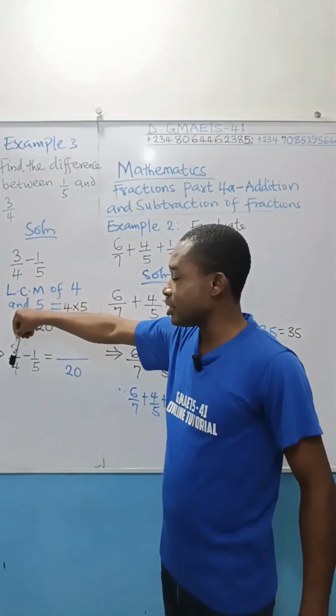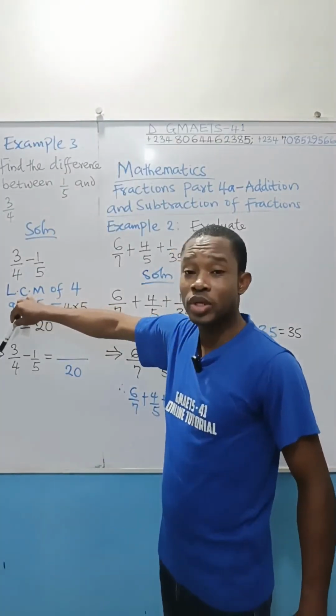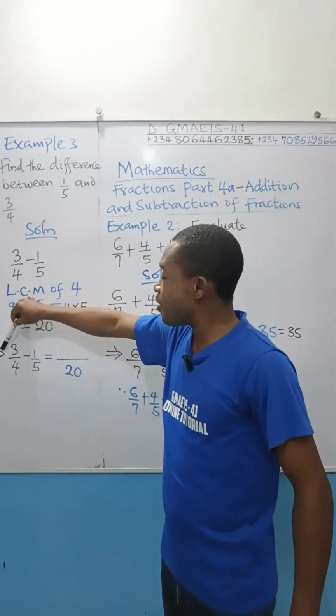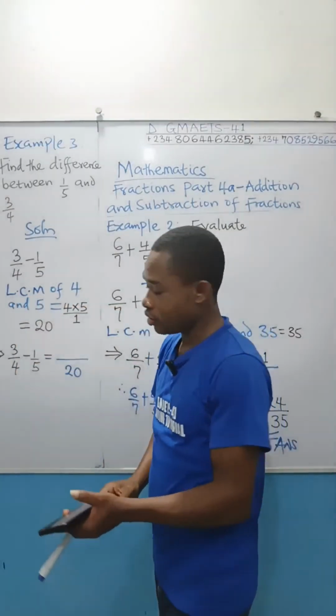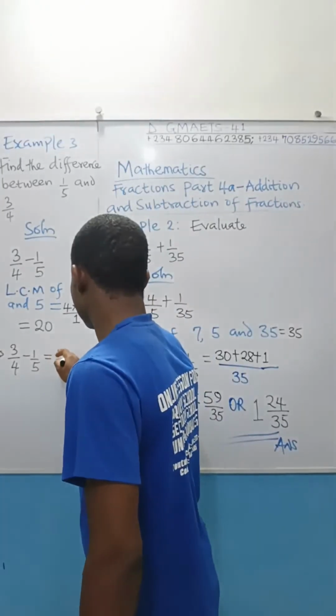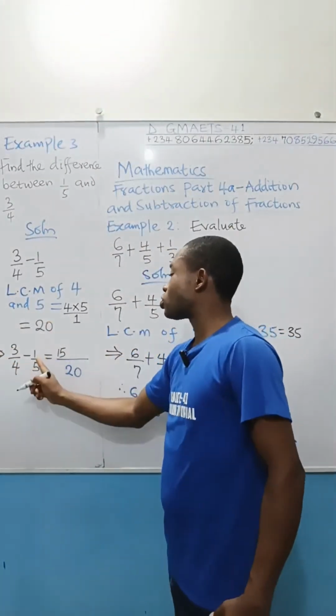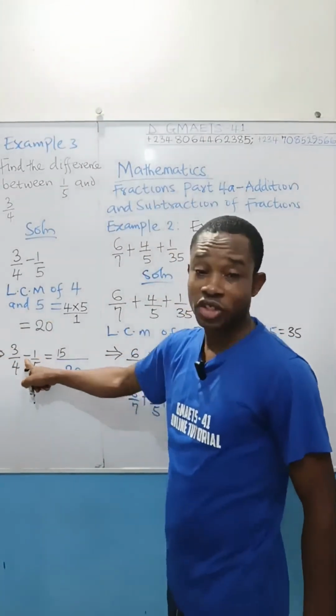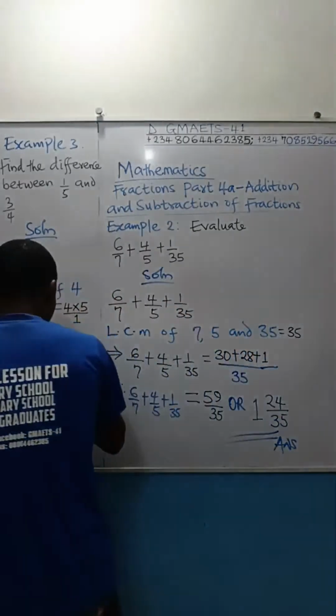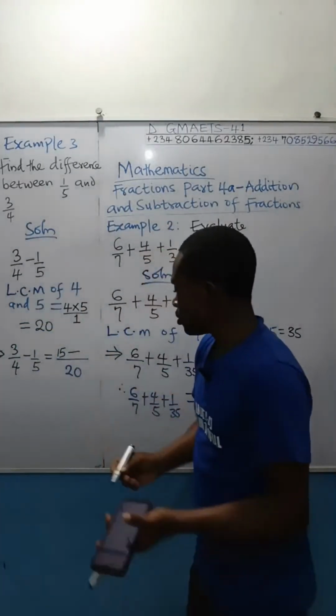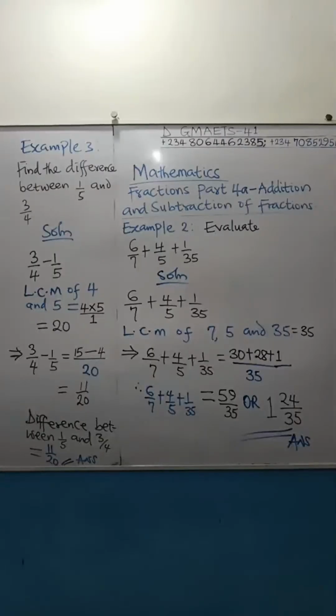Reduce that 20 by this denominator. 4 can divide 20 to give you 5. That 5 times 3 will give you 15. So I'm going to write 15 here. I am done with this fraction. Before I cross to this fraction, I have subtraction here, minus. So I'll fix minus, minus. Then come to the second fraction.